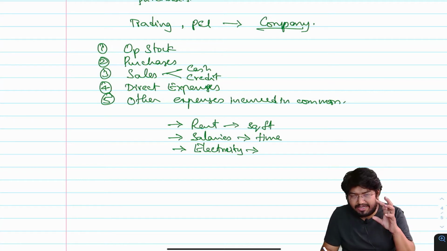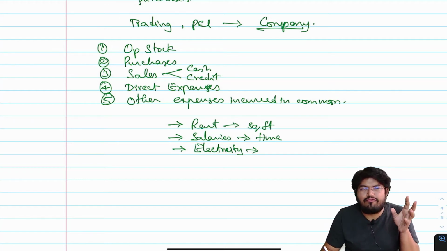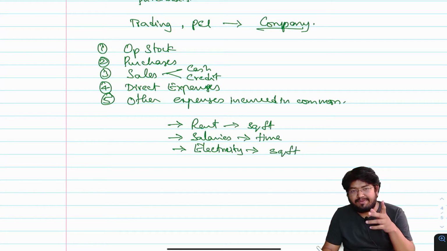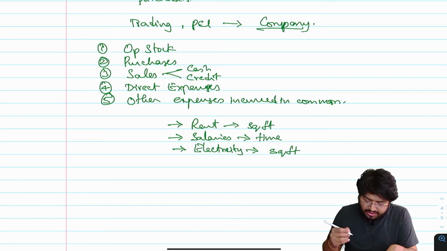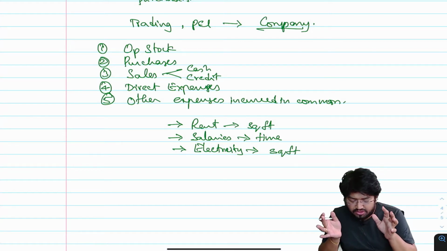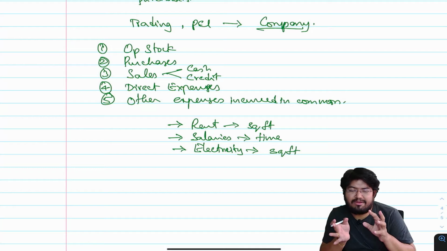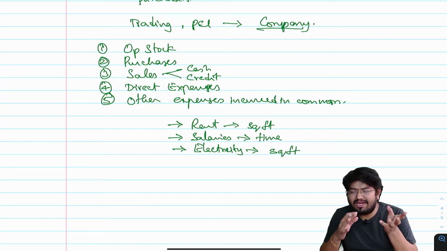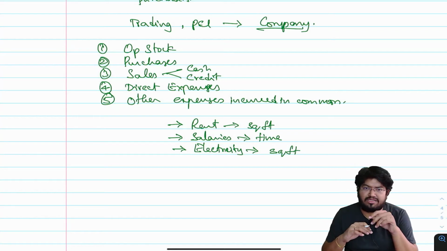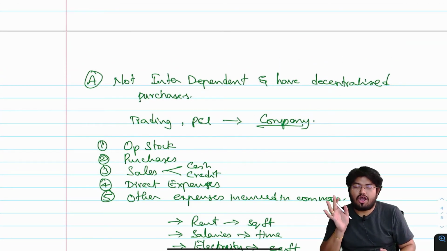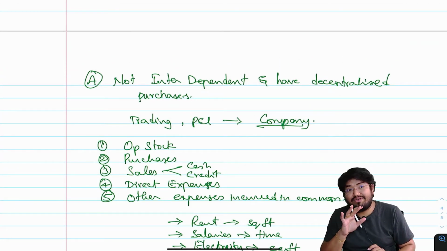If I have a separate submeter, in which case I can go with the separate submeter itself, otherwise I will have to go with square feet because it's based on lights used. Okay, so like this you would have a different parameter for all of your expenses and record that into your books. Once this is done, you would arrive at a profit which will be transferred to the main company, and from there it would be preparing its own financial statements. So broadly this is what we do in case the departments are not interdependent and they have decentralized purchases.